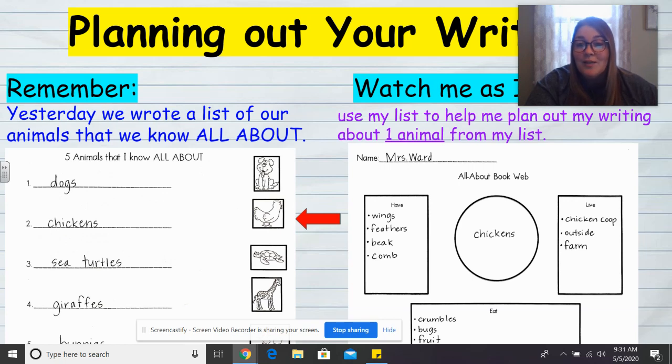If you start making this organizer and you realize, I really don't have much information about this animal, that's okay. Just pick a new animal from your list. That's why we make that list to help us. And then you start with a different animal. All right, that's part of the writing process, and that's okay. All right, so I hope this is a helpful tool for you. I know it's a little different. If you're not sure about it, please feel free to reach out to me and I can certainly help you with it.